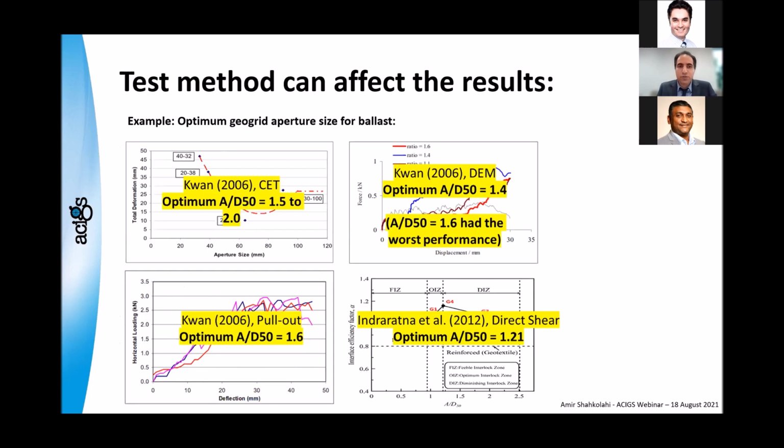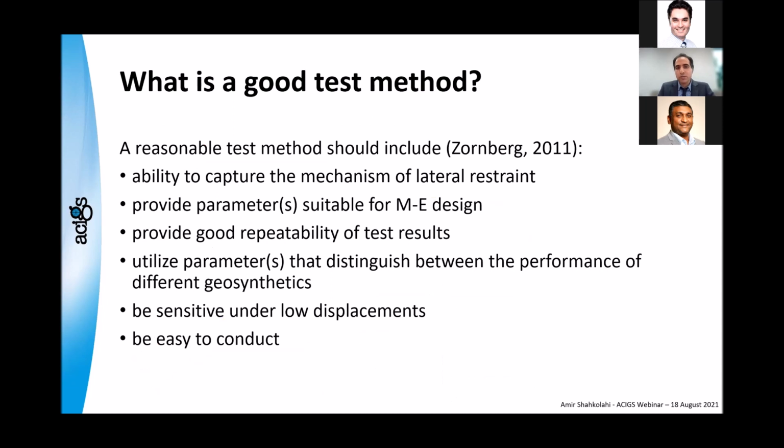Different test methods to check the optimum geogrid aperture for ballast. Different test methods give different optimum results. Even in the first three, the geogrid is the same, but the test method is different. So it's important which test method we use. And what test method should we use?